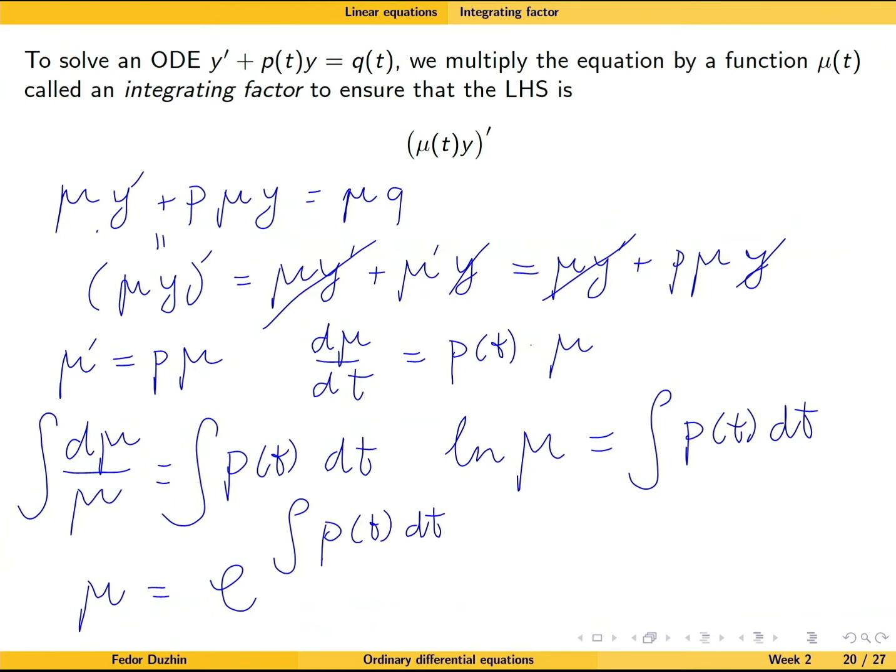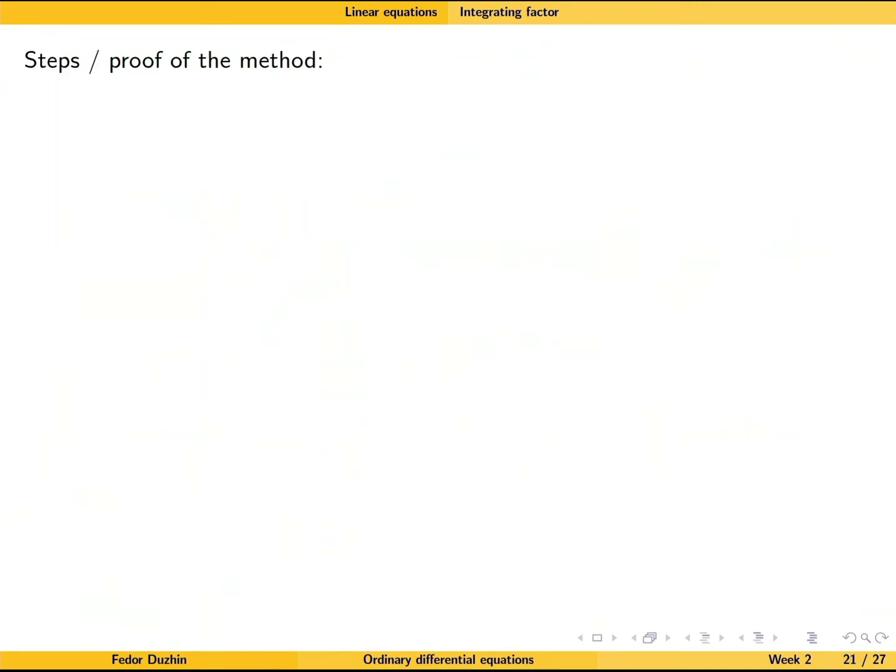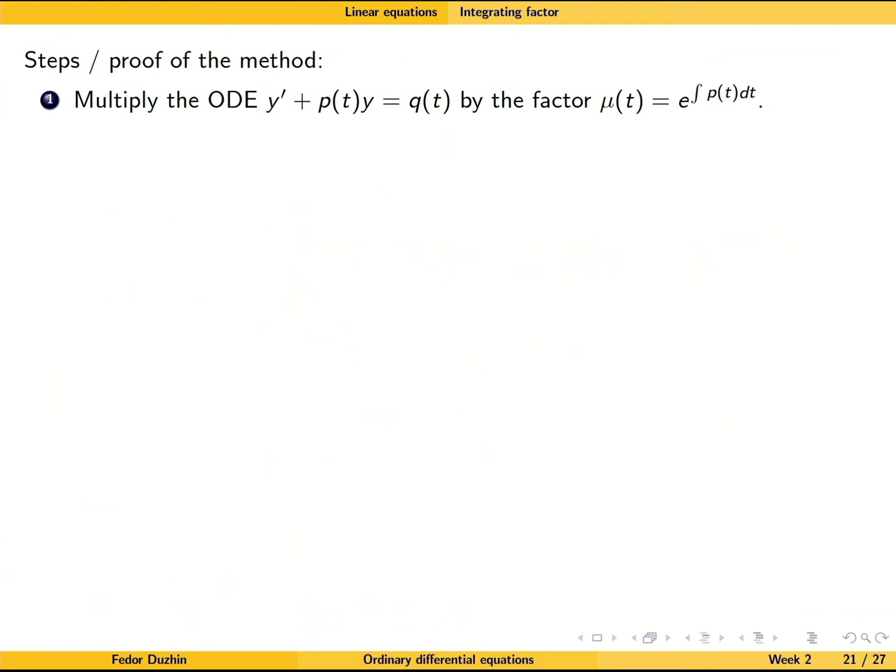And it's very easy to verify that indeed this mu satisfies this differential equation. If you differentiate it, you're going to get mu itself times p of t. Now, let us review. The first step to solve the differential equation y prime plus py equals q is to compute this integrating factor, e to the power antiderivative of p of t dt. Let me go through it and explain it again, just to make sure that it's very clear.